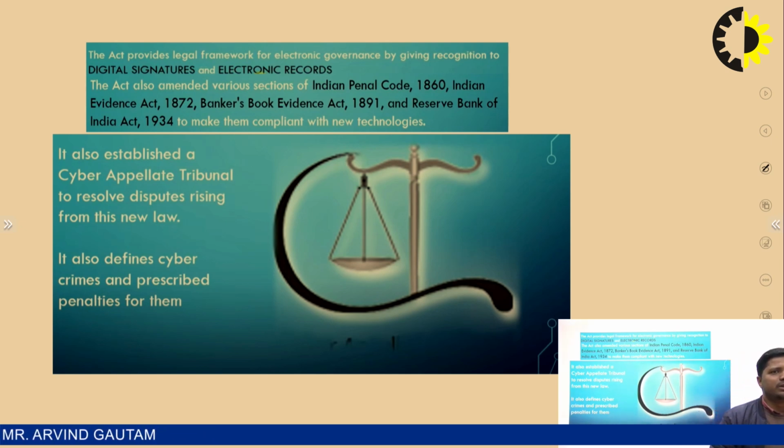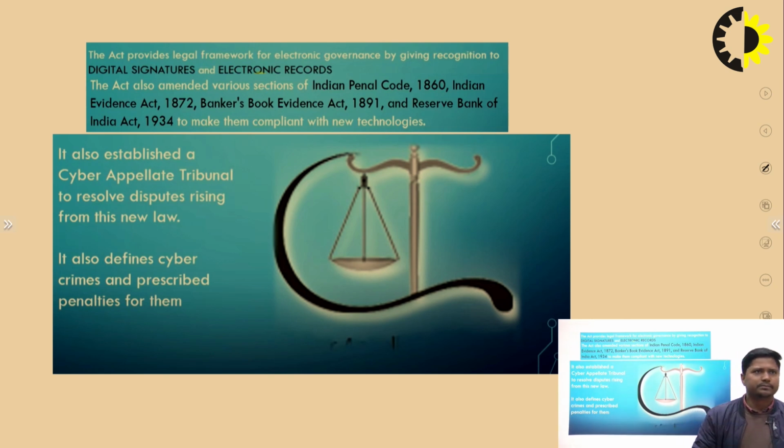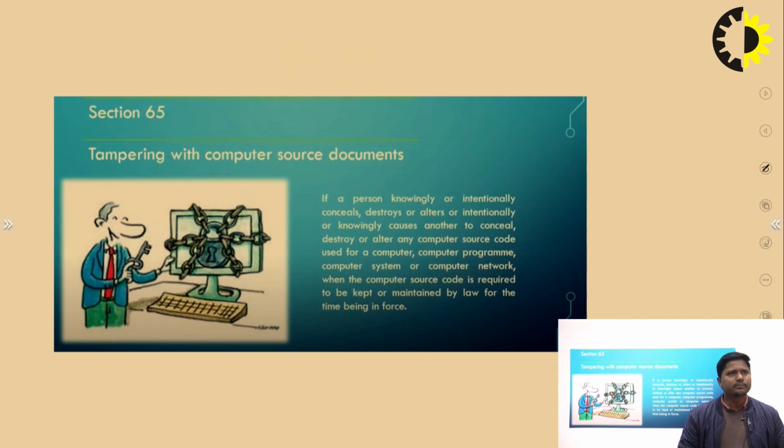And this act provides legal framework for electronic governance by recognizing digital signature and electronic records. This act also amended various sections of the Indian Penal Code 1860, the Indian Evidence Act 1870, the Bankers' Books Evidence Act 1891, and the Reserve Bank of India Act 1934 to make them compliant with new technologies. So we will discuss some important sections under this act.